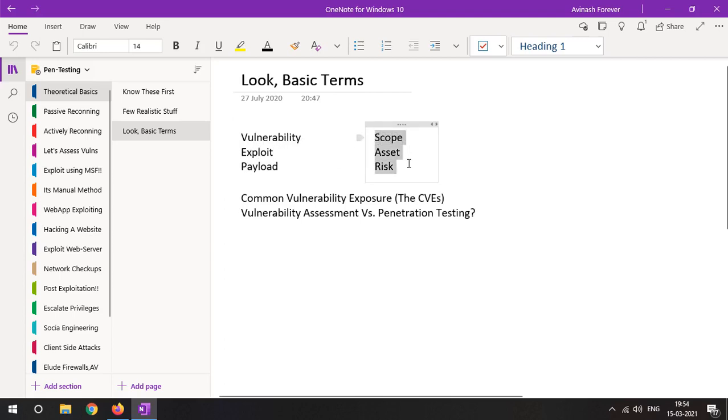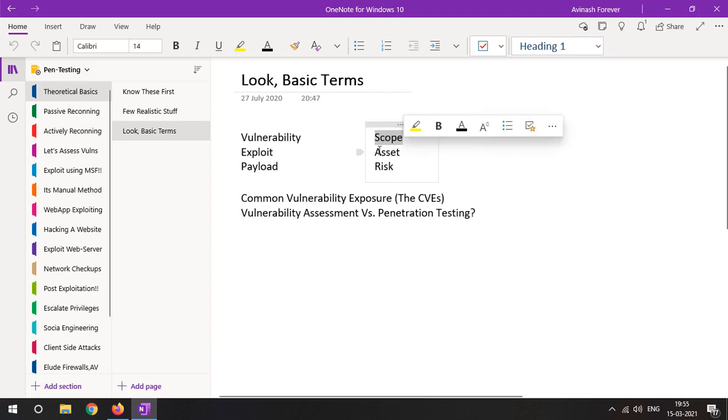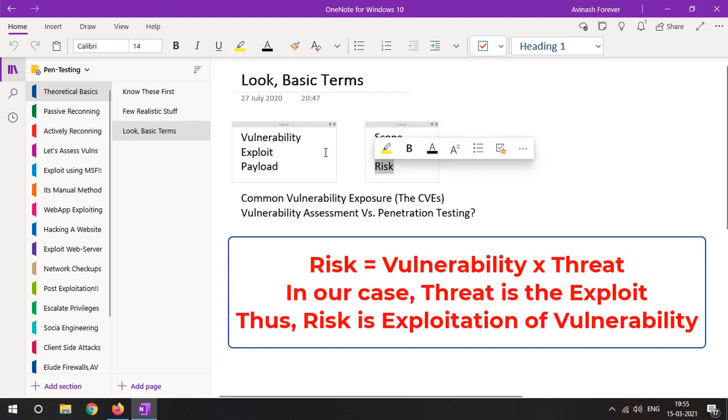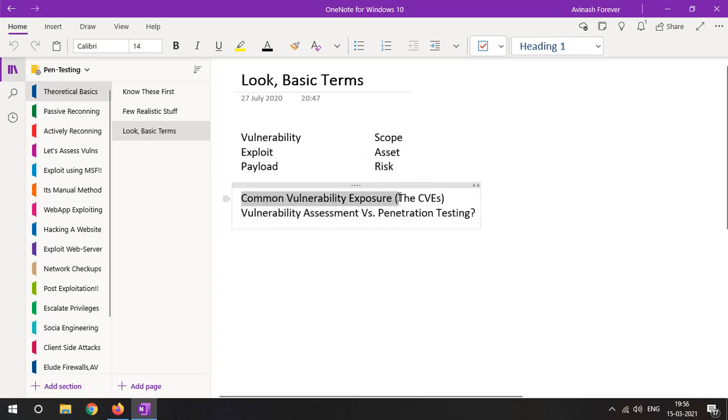Then you have scope, asset, risk. Scope, just think of it as a list of devices or targets which you're allowed to hack. So which systems, which applications, or any kind of targets you're allowed to hack during any kind of penetration test. Asset is anything valuable to the organization. It can be some software, some kind of hardware, it can be the information itself, or it can be the people, because they are also important assets. Then you have risk. You can think about risk as the probability of the vulnerability being exploited or abused by the payload.